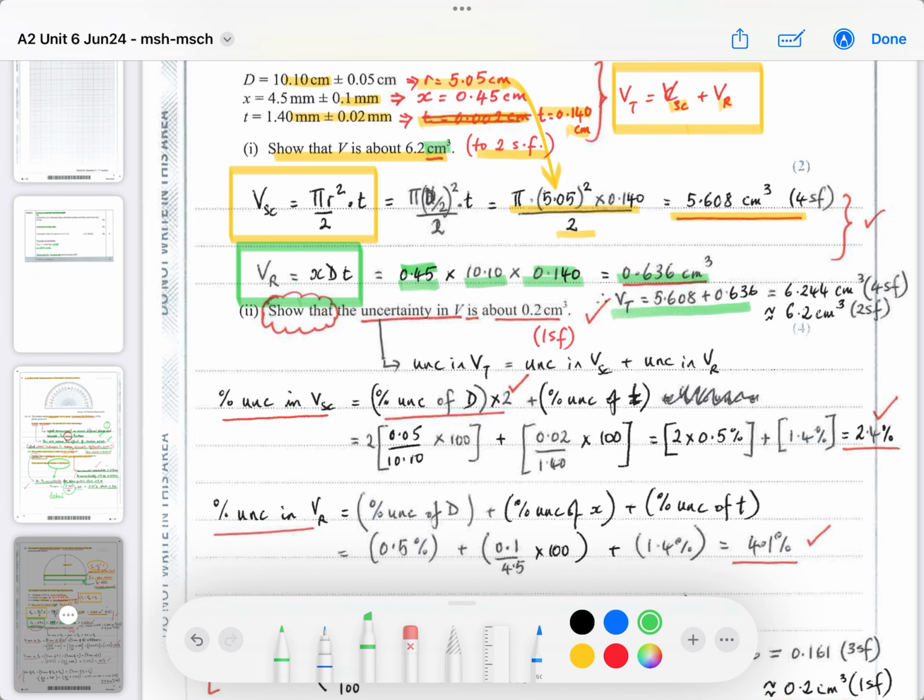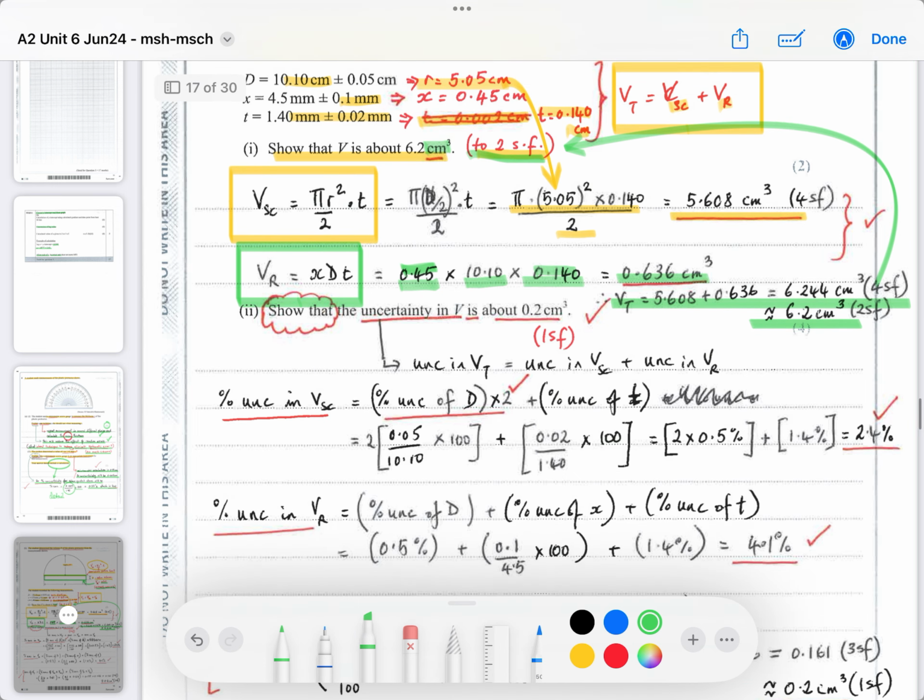So be careful you don't make a mistake. You then add those two values together to 4 significant figures. I've done it. It would be 6.244. To show the examiner, I know that I'm rounding up. Why am I rounding up? Because we want to show that to 2 significant figures. We have shown what is asked us to show.